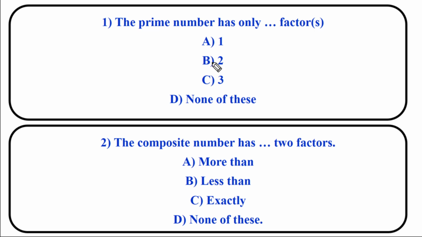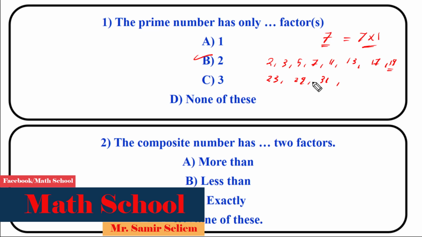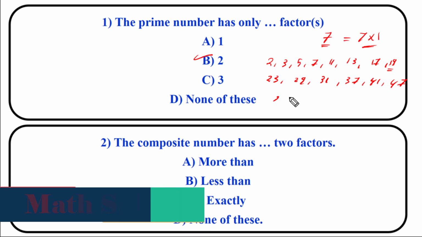Let's start. Number 1, the prime number has only how many factors, guys? 2 factors. For example, 7. 7 is a prime number. Why? Because 7 equals 7 times 1. Now we have 2 factors of 7. You have to study the prime numbers less than 50. We will start with 2, 3, followed by 5, 7, 11, 13, 17, 19. Yes, after 19 we have 23, 29, 31, and 37, 41, 47, and so on.